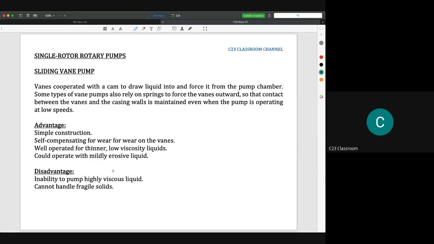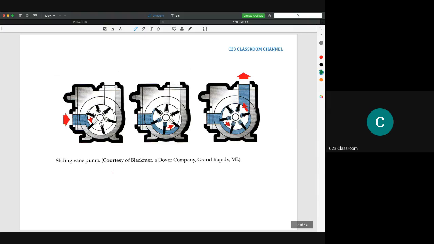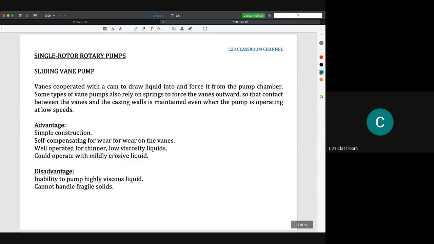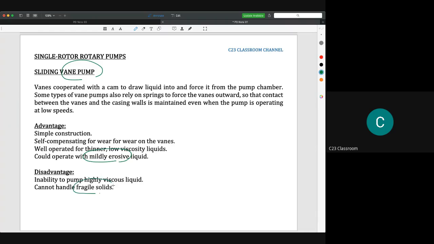You could download it and read it, but what I want to show you is the sliding vane pump here. So the advantage is it can operate with erosive liquid, and however it can handle solids, but it cannot handle fragile solids. Means the liquid that is mixed with solid.